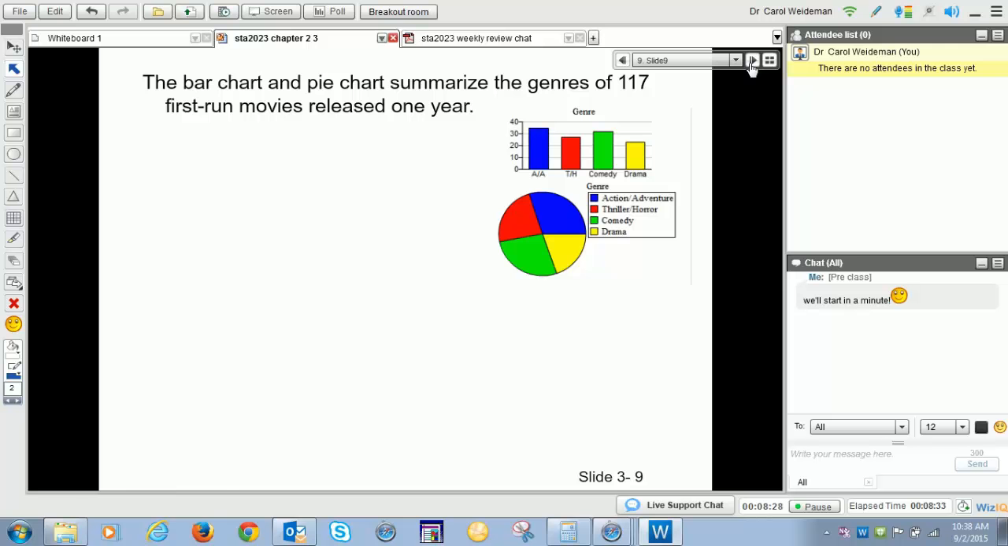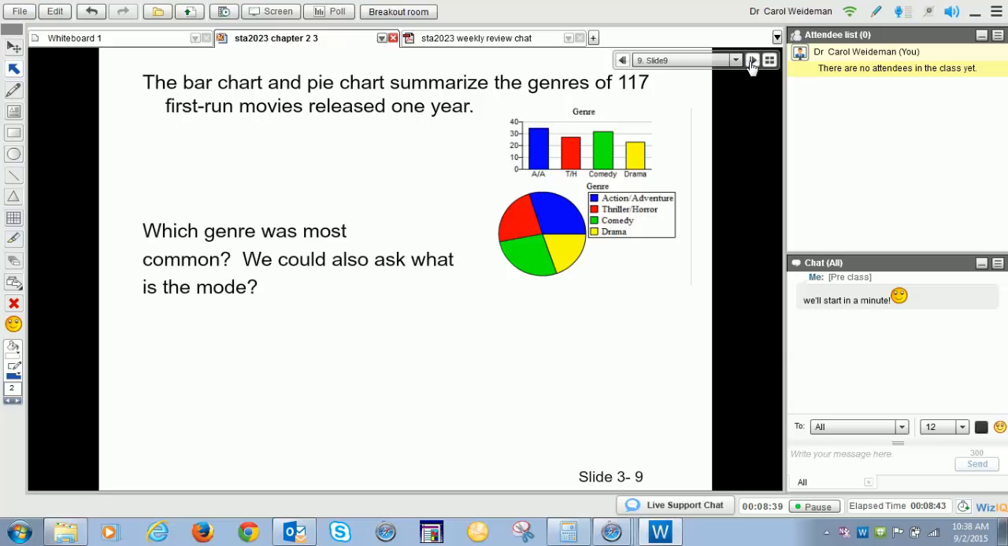Okay, here's a bar graph and a pie chart on the same information. They're looking at the genres of 117 first-run movies. Which genre was most common? We could ask, what is the mode? Most common. So it looks like most common is the action adventure.